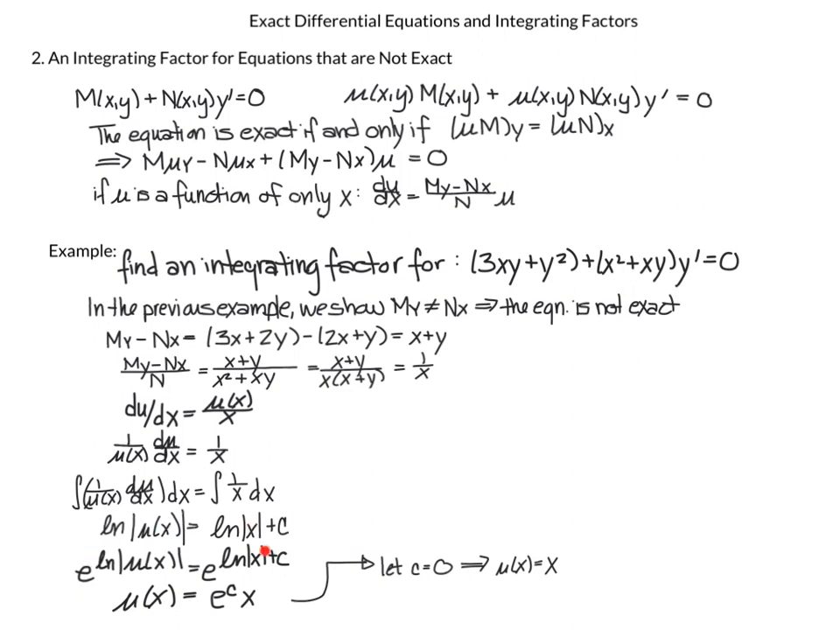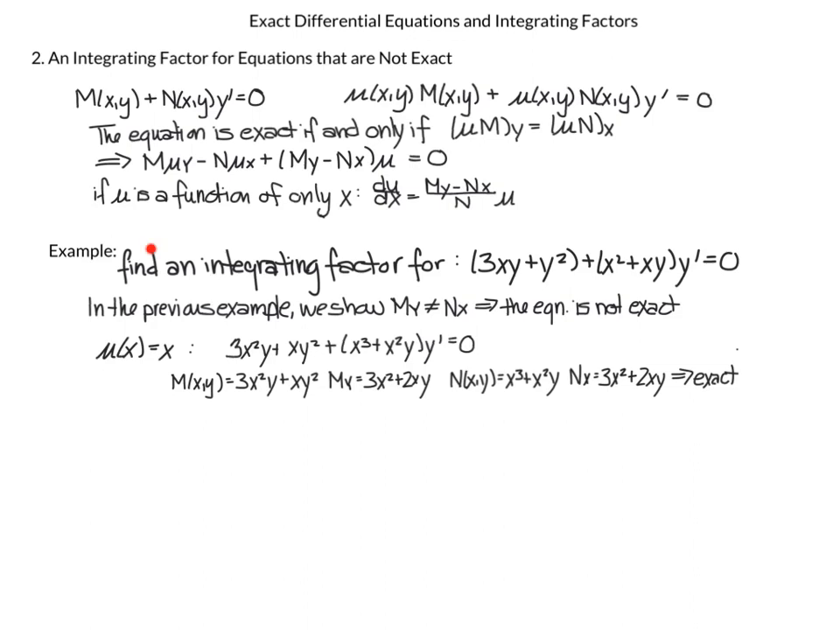Raise both sides to the e, and I get mu of x is equal to e to the c times x. So I can let c equal 0. Remember, when you have multiple solutions for mu, you can just choose any. So choose the easiest. Let c equal to 0, so mu of x is equal to x. We were asked to find the integrating factor for this equation, which we did. We found mu of x is equal to x.